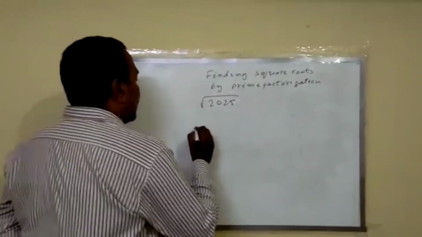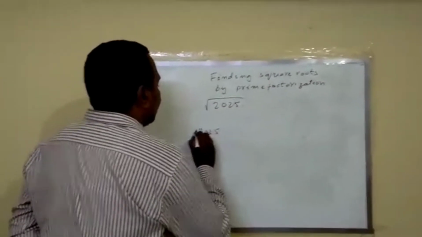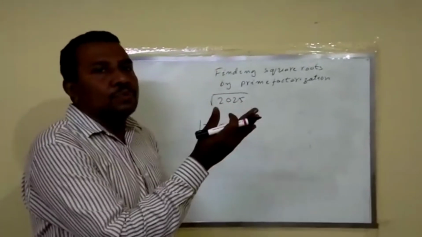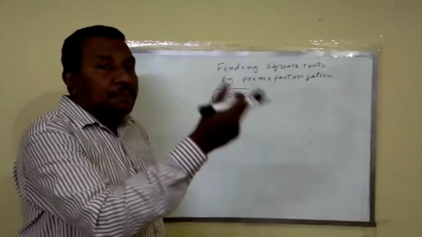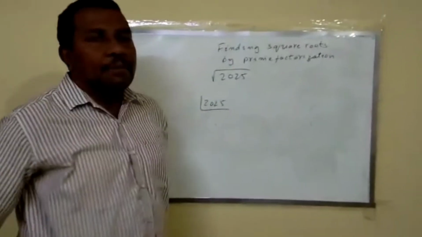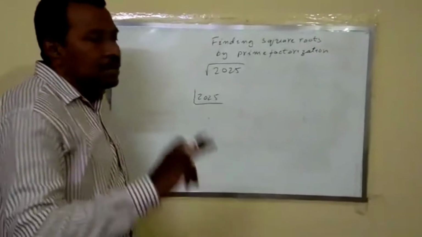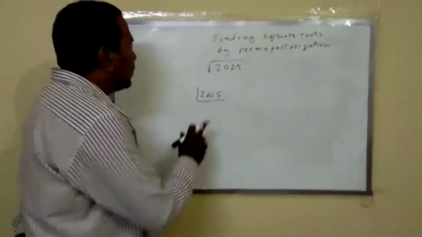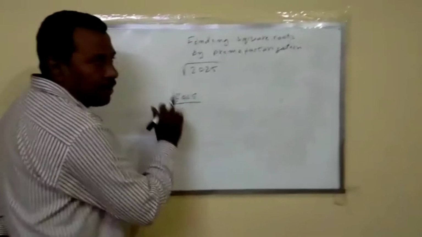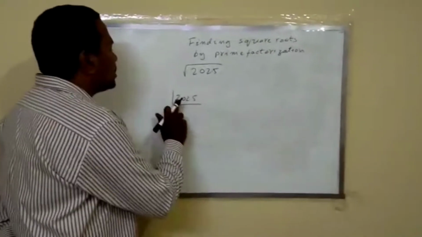Now as usual, 2025. 2025 is not divisible by 2. Check whether the next prime number, what is the next prime number? The next prime number is 3. Check whether this number is divisible by 3 or not. So what is the divisibility rule for 3? Yes, the sum of the digits, 2 plus 2. No need to add 0 because you will get the same number. 2 plus 2 is 4.